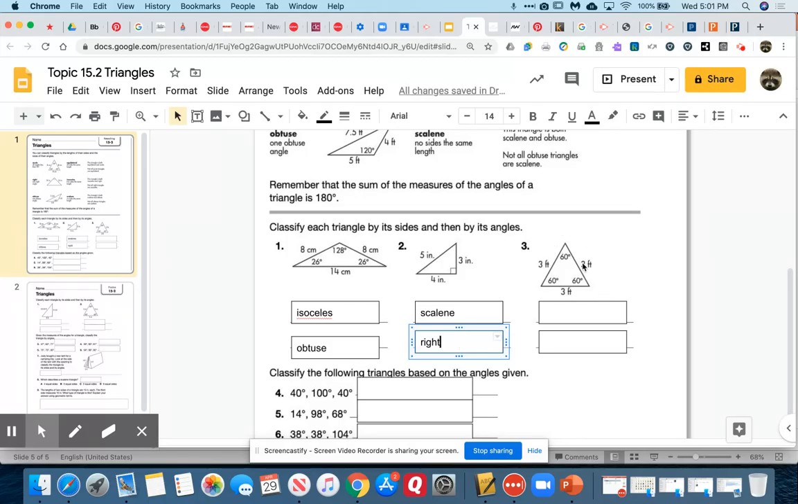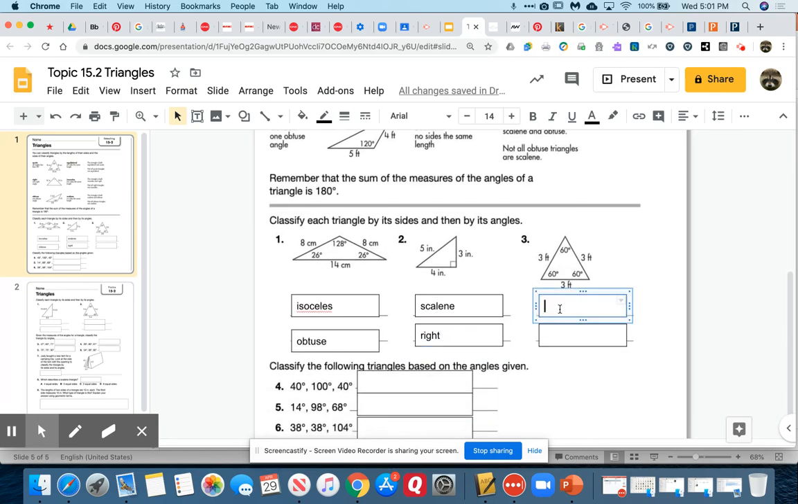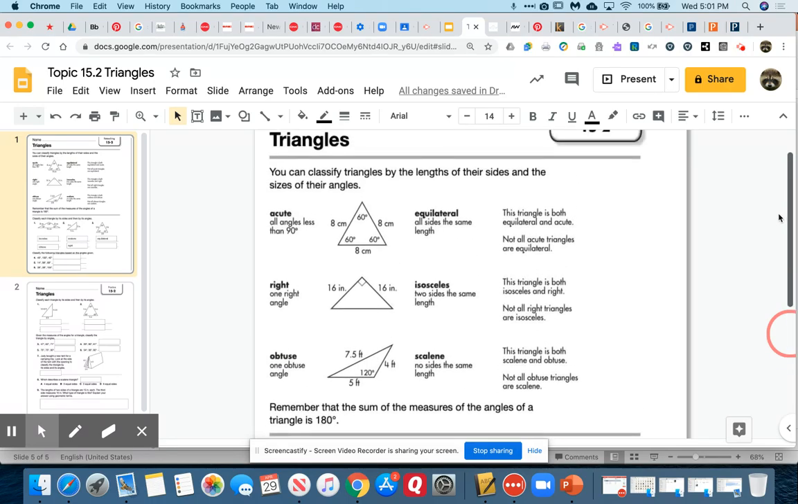Okay, this one here, we have 3 feet, 3 feet, 3 feet. So all sides are the same. So we call that an equilateral triangle. And then we have 3 angles, 60, 60, and 60. All angles are less than 90 degrees. So we would call that acute.